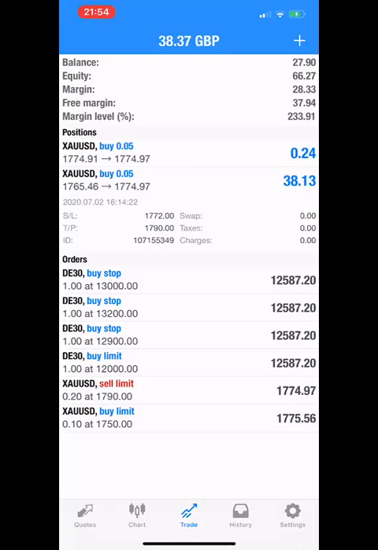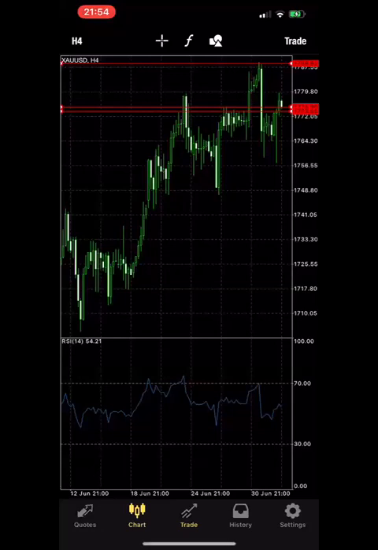What does this mean? This means that if for whatever reason the trade decides to go back, it's going to stop me right here. Rather than it going all the way down here, where my stop loss originally was, it's now going to stop me right here, which will take me out with money.